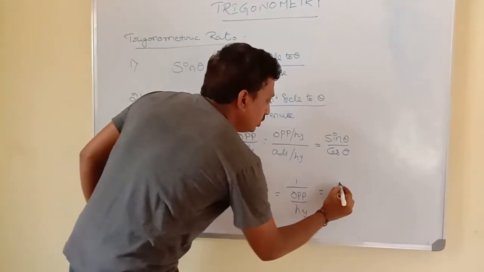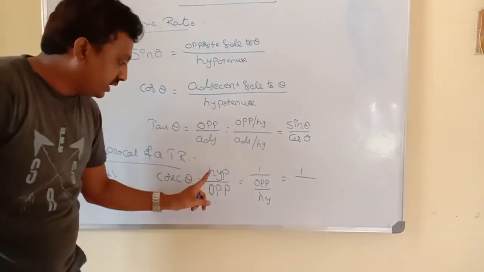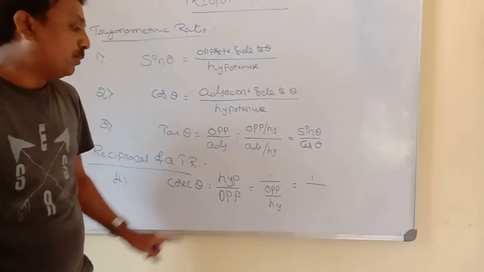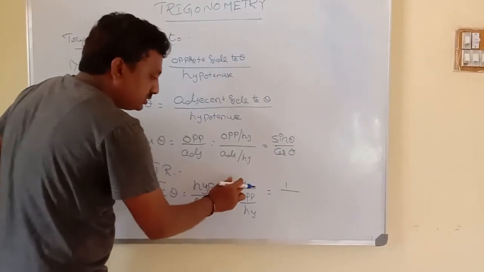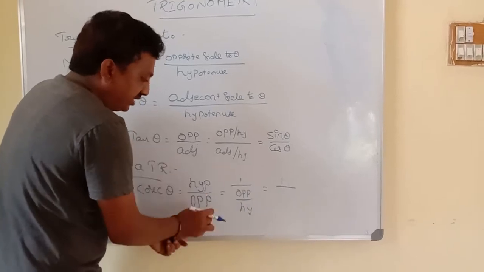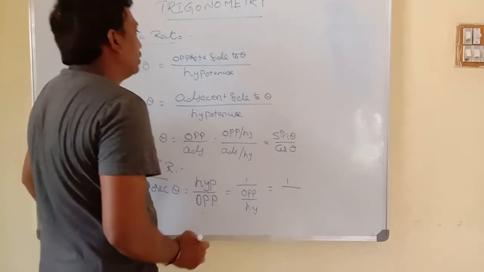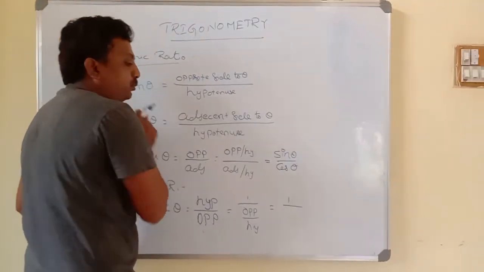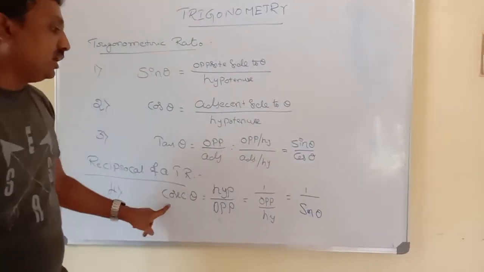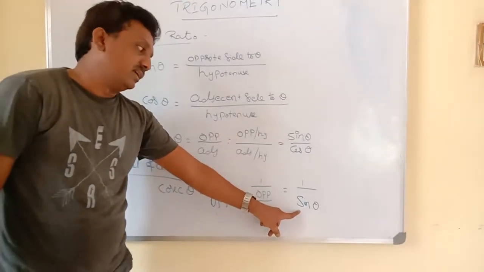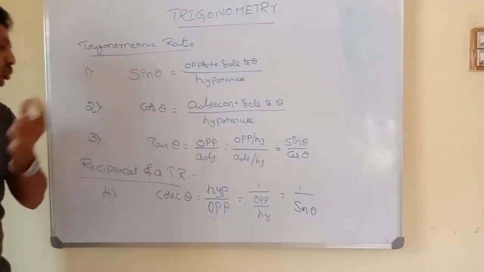That equals 1 by this, which is the reciprocal. Again we get hypotenuse by opposite side to theta. So I am writing 1 by that fraction: 1 by opposite side to theta by hypotenuse. What is opposite side to theta by hypotenuse? That is sine theta. So cosecant theta equals 1 by sine theta. That's why I am saying these are reciprocals of the trigonometric ratios.